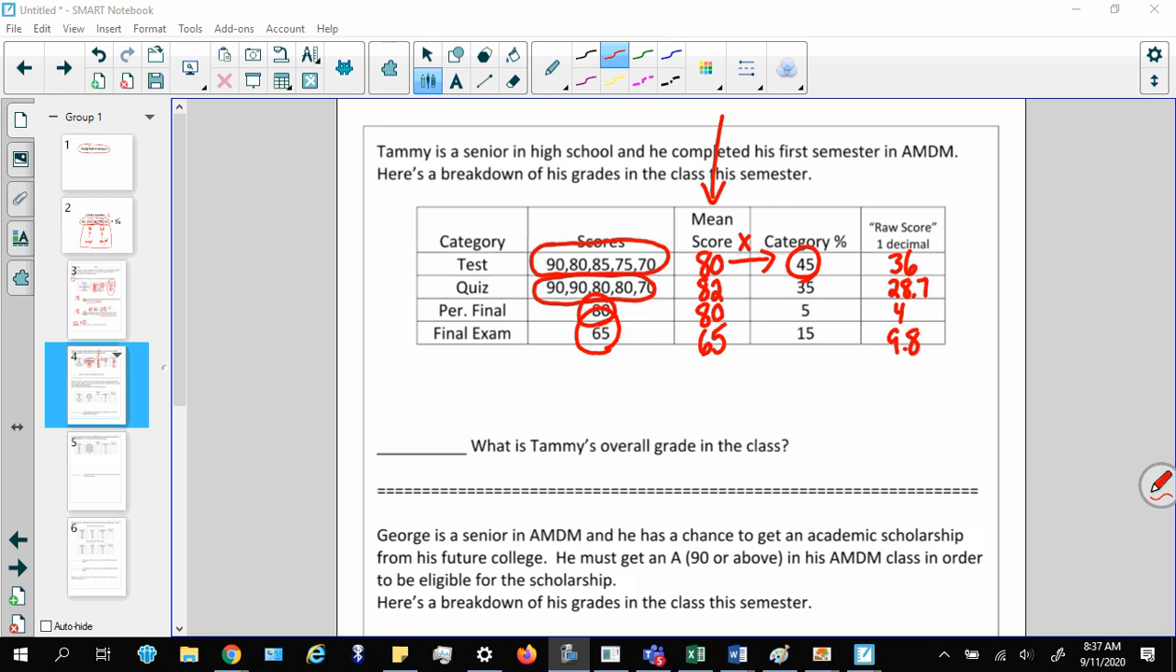Your answer, what is Tammy's overall grade? Well, it calculates to a 78.5, but we're just going to round that to a 79 because that's the way it's going to be in the grade book.